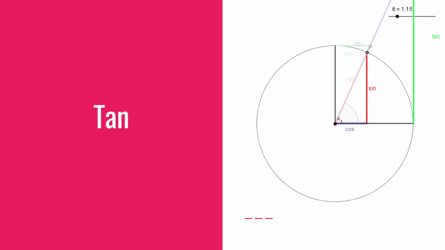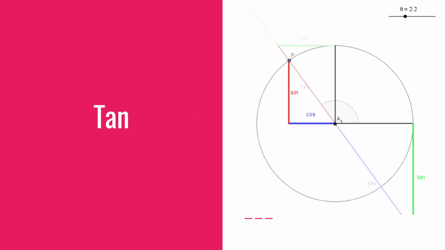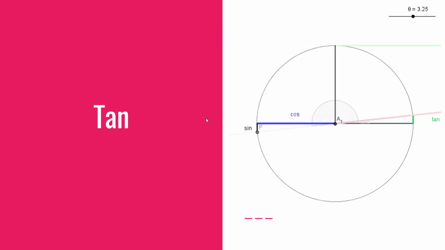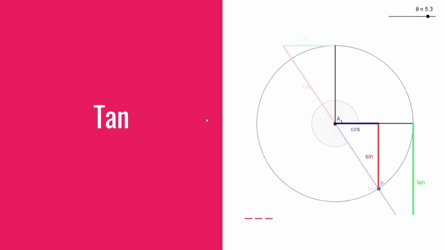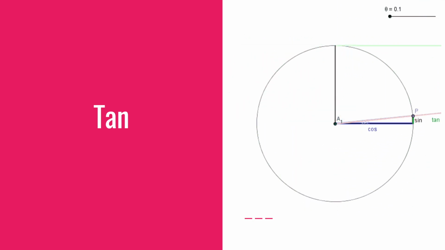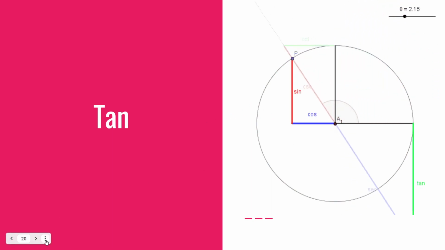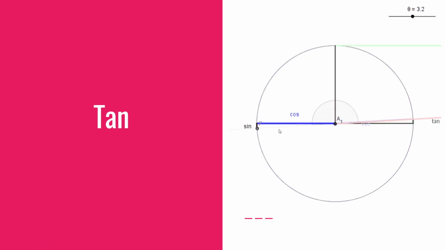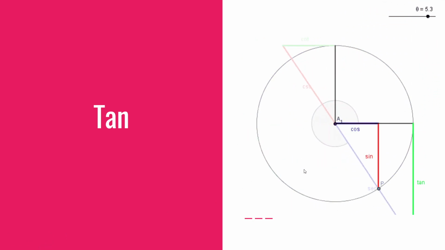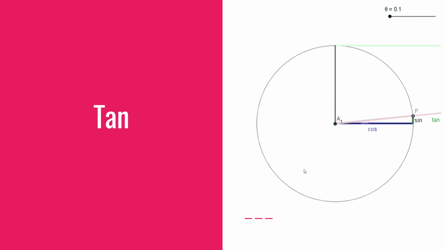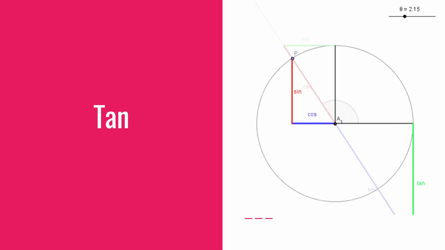Alright, finally is tangent, and tangent's a little bit tricky. So if you remember, tangent is y over x. Tangent's a bit unique because in a full revolution, we get two cycles of tangent, I suppose, right?